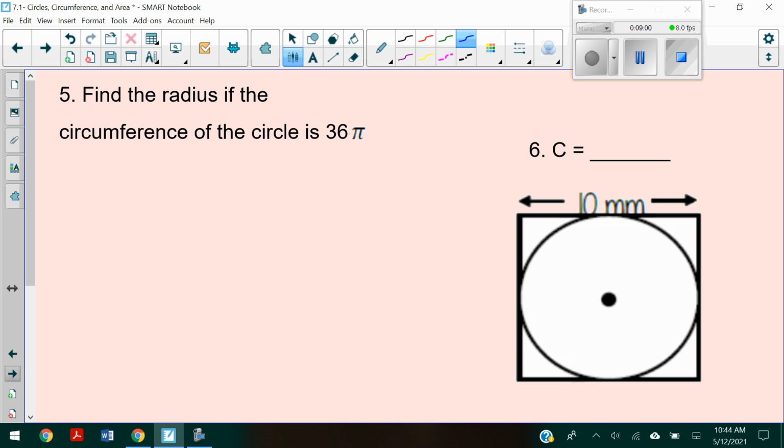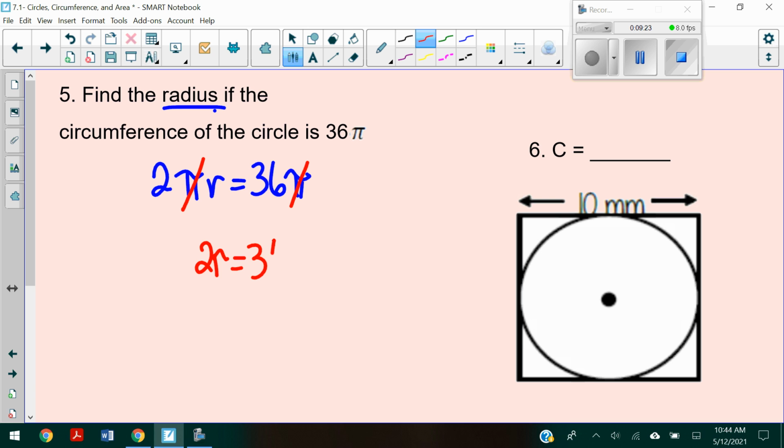All right, so this time it says find the radius if the circumference is 36 pi. So circumference, we have to find the radius, so we're going to use our 2 pi r to help us find that. And the circumference is 36 pi. So the first thing I see is that there's a pi on each side, so I'm just going to cancel those to make it easier for us. So 2r equals 36. So go ahead and divide both sides by 2, and we get r equals 18.